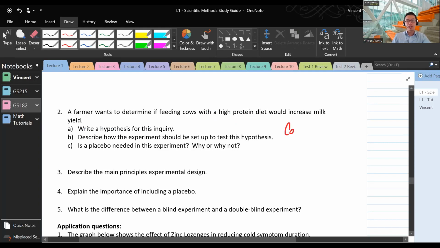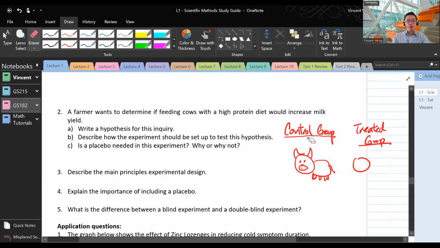You make a choice. Describe how the experiment should be set up to test this hypothesis. So again, we would have the control group. What should we give the control group cows? What should we feed them? Versus the treated group, the experimental group. What should we give them? The control group, we should give them more protein or normal protein?